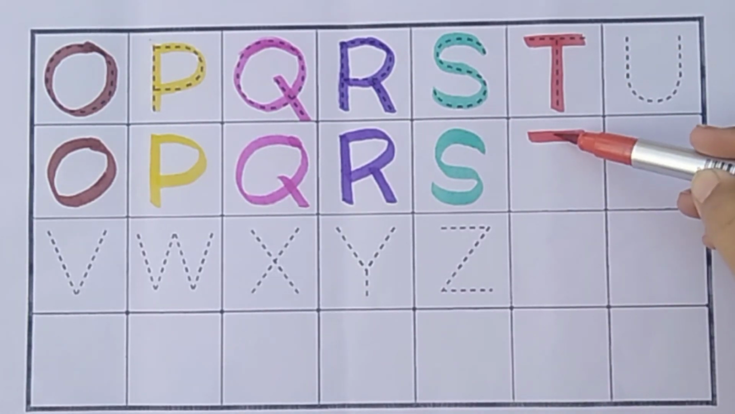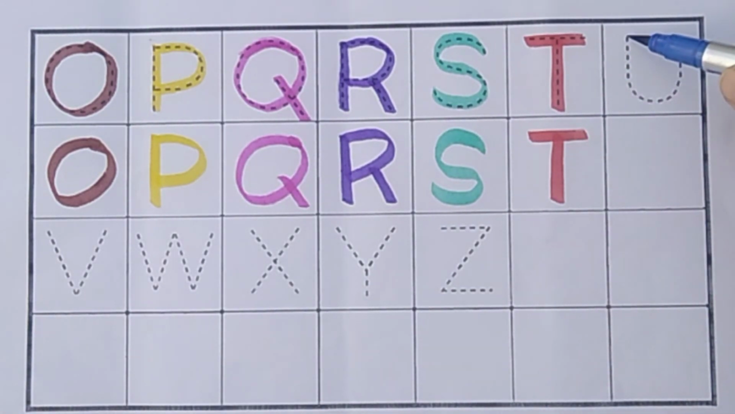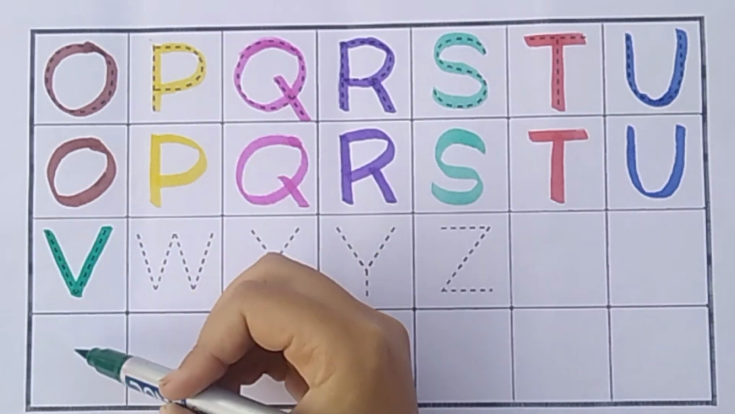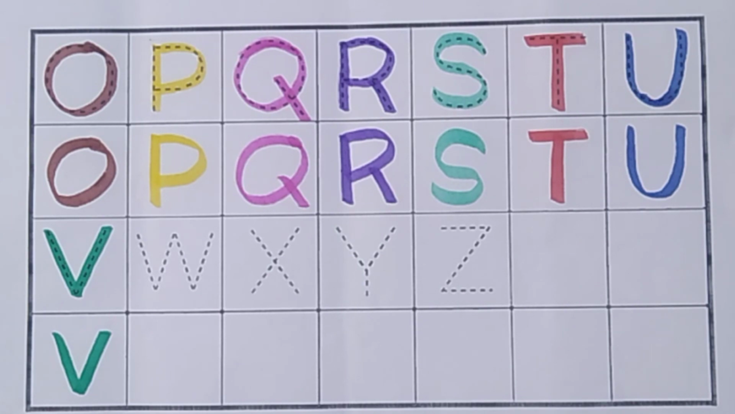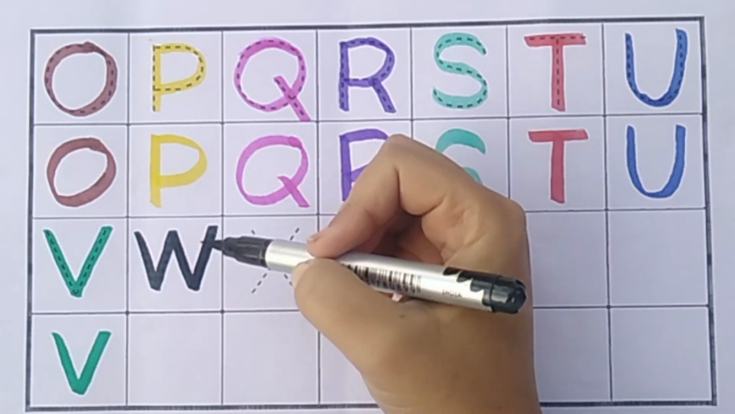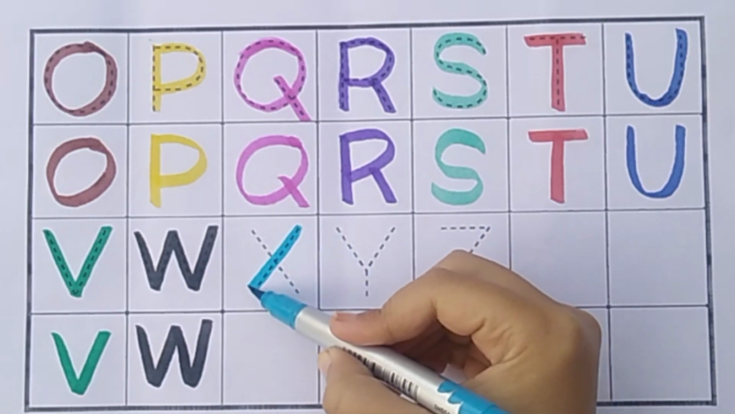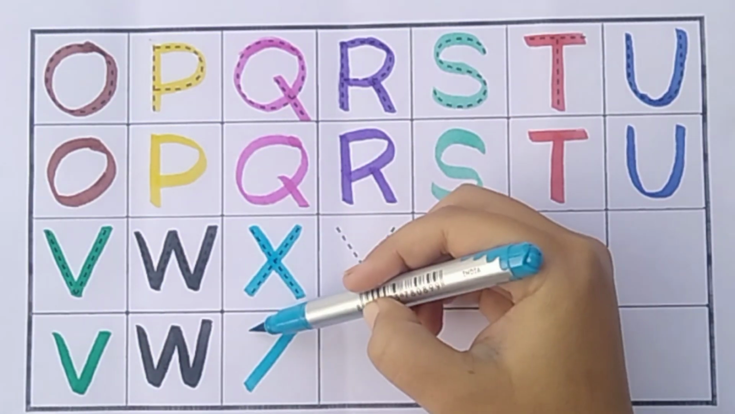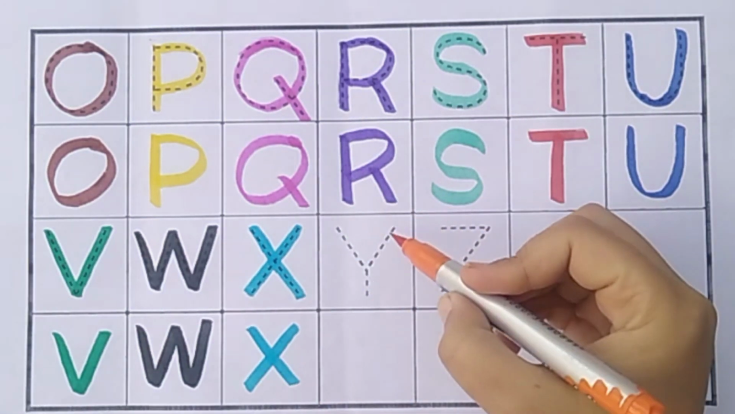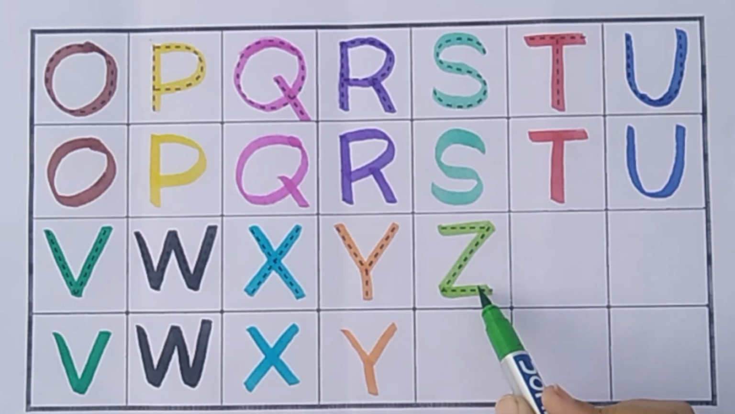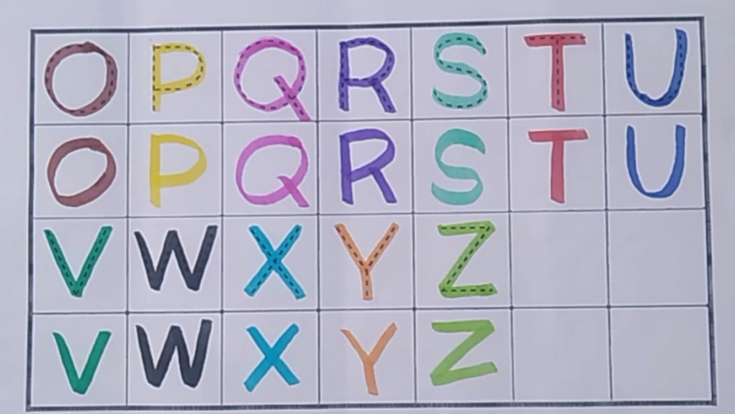T. T for tiger. U. U for unicorn. V. V for violin. W. W for watch. X. X for xylophone. Y. Y for yak. Z. Z for zebra.